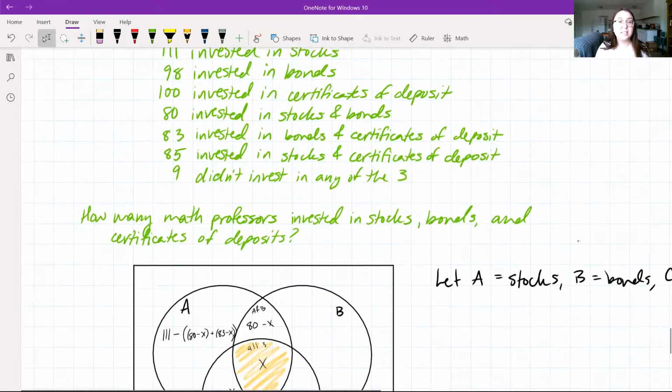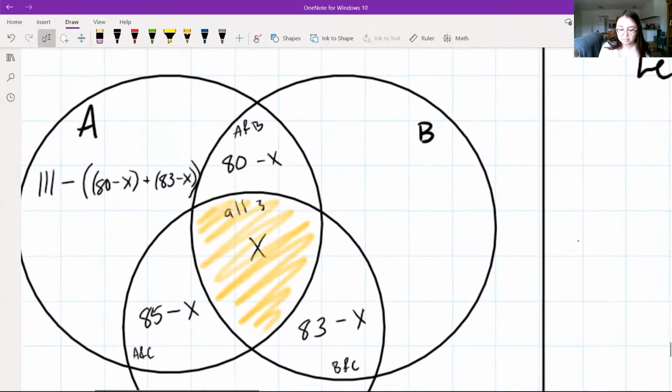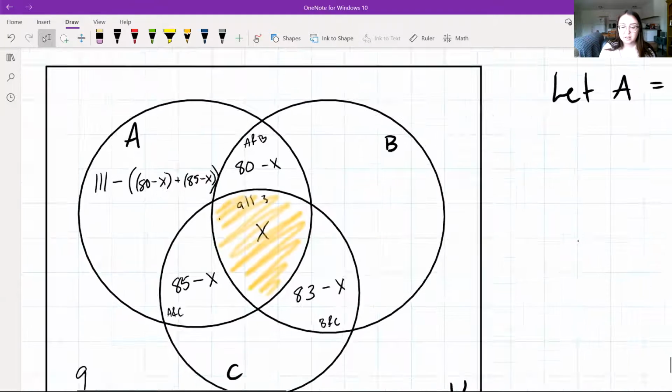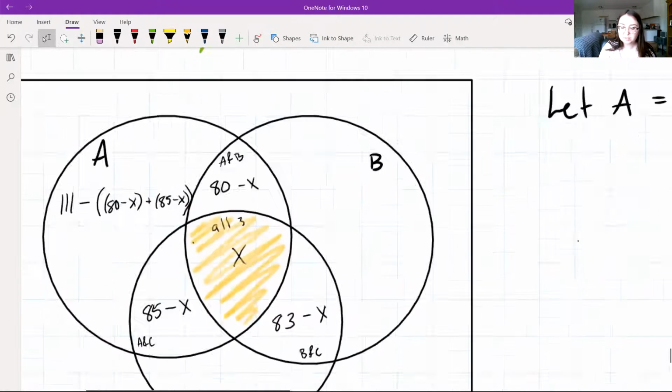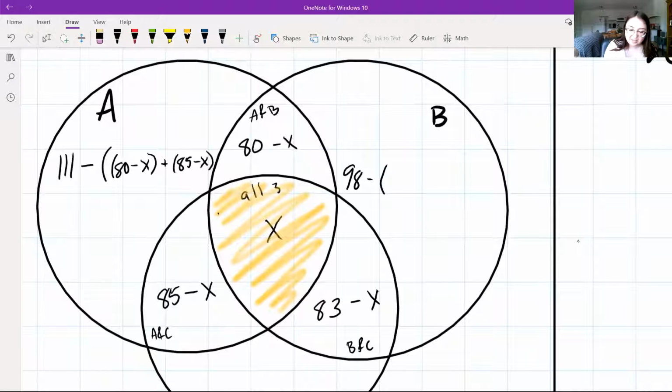Then we can go on to who invested in bonds. So we had 98 people invested in bonds. That wasn't 83. This is supposed to be 85. Because we take this and that. So for B, who invested in bonds? We had 98 invested in bonds. So we take 98 minus, and we add up all the other regions. Also, I forgot A, so don't do that. All right, so we have all of this value here. So let's put these in brackets, actually.